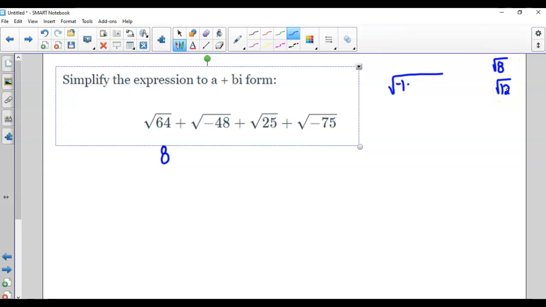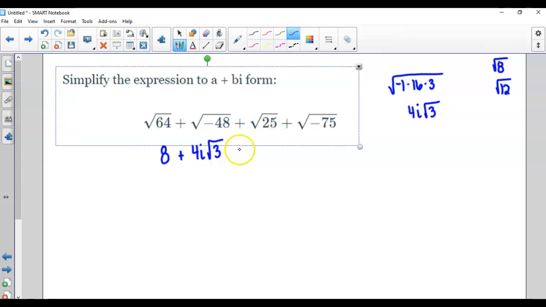So if you do 48 divided by 16, you're going to get 3. So this will break down into 16 times 3. And so the square root of negative 1 is I. The square root of 16 is 4. And then 3 has to stay underneath the square root. So we would have plus 4I square root of 3.